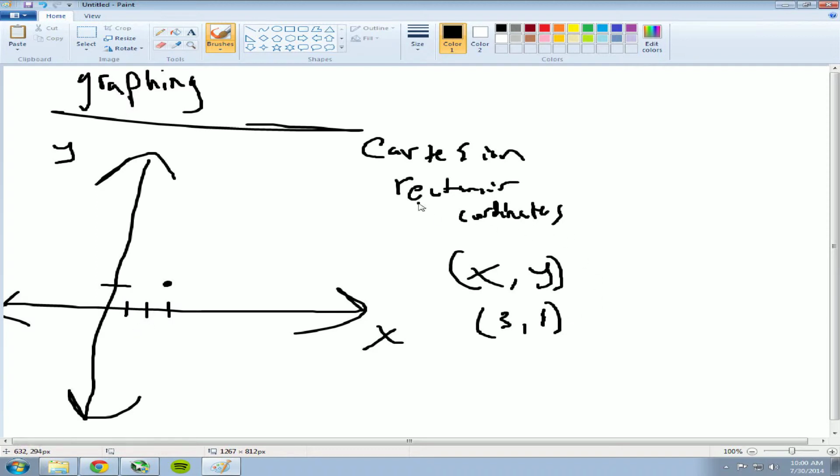And the reason why it's rectangular coordinates is because you go over 3, up 1, or up 1 over 3, and you form little rectangles, where the point right here is your position. So you basically form one big rectangle, with this much x and this much y. And that's how you graph this, by creating little rectangles.